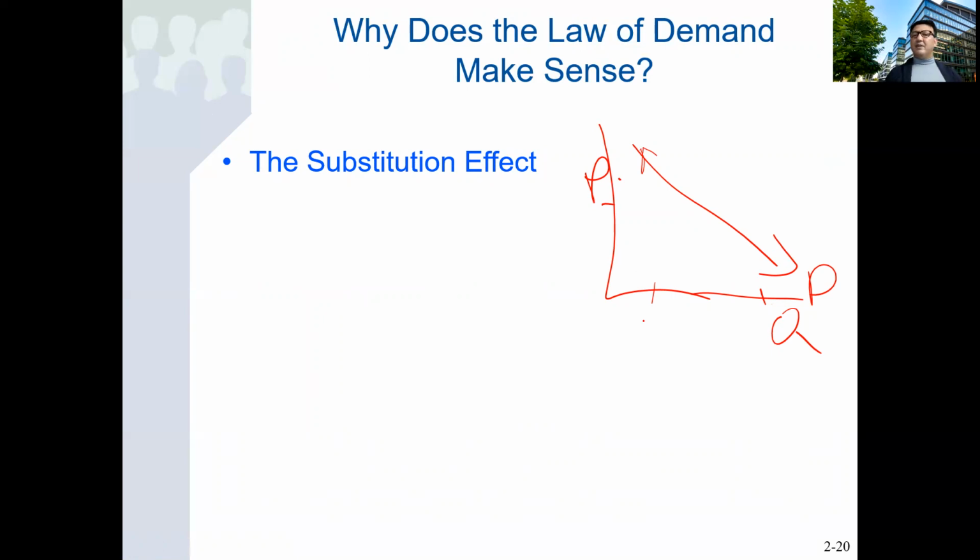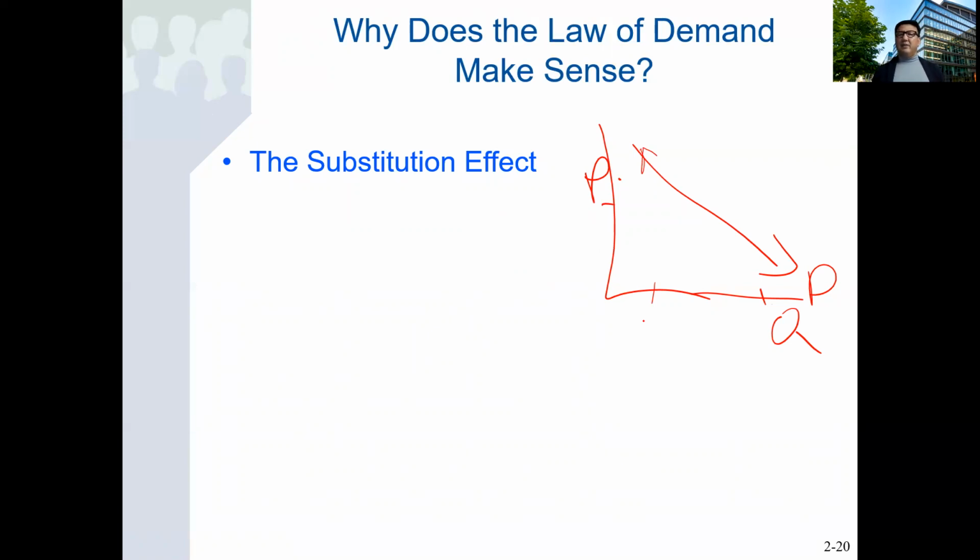So let me give you a live example. Let's suppose the orange juice that the street vendor sells increases in price from $1.50 all the way to, let's say, $5. Now $1.50 to $5, that's a lot of increase.